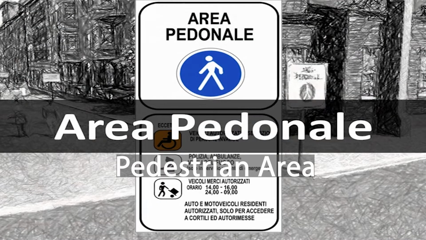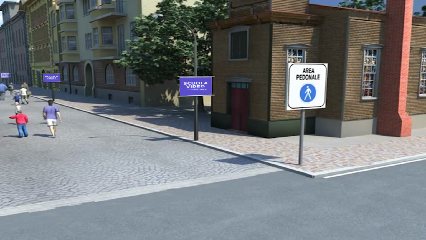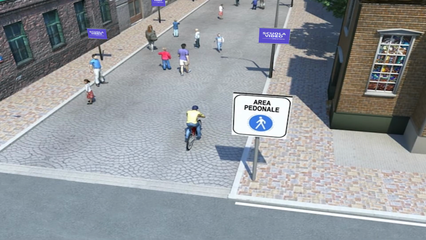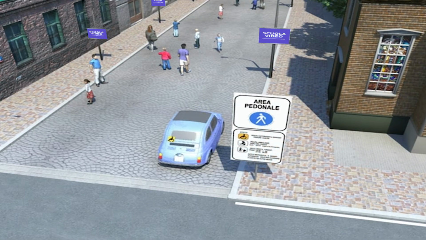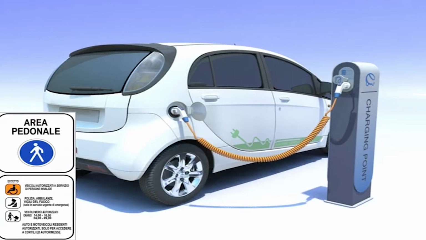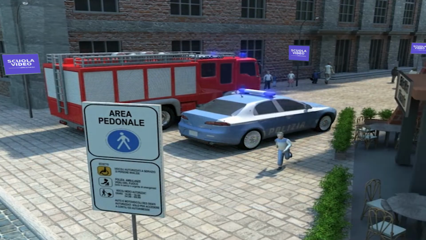Area pedonale. Pedestrian area. The pedestrian area allows the transit, in addition to pedestrians, of bicycles, vehicles serving disabled people and zero-emission electric vehicles, if expressly permitted in the road sign that delimits it. Normally, the transit of motor vehicles and cars is not allowed, unless otherwise indicated. In pedestrian areas, police and fire brigade vehicles with siren and blue flashing lights can pass.